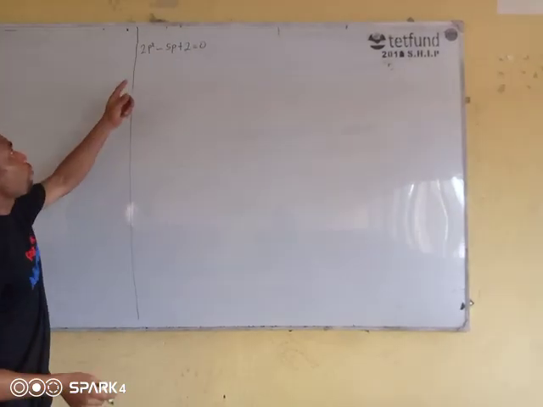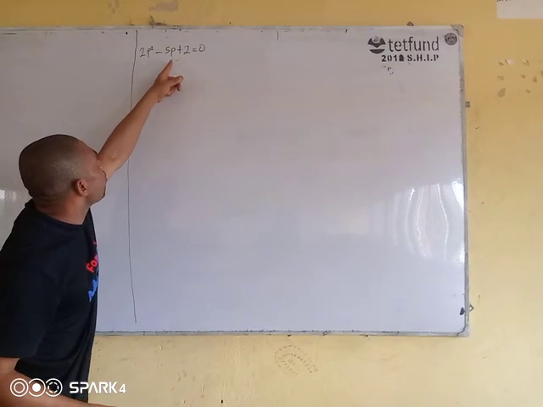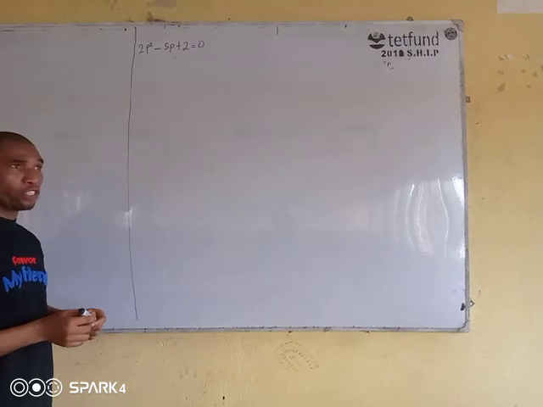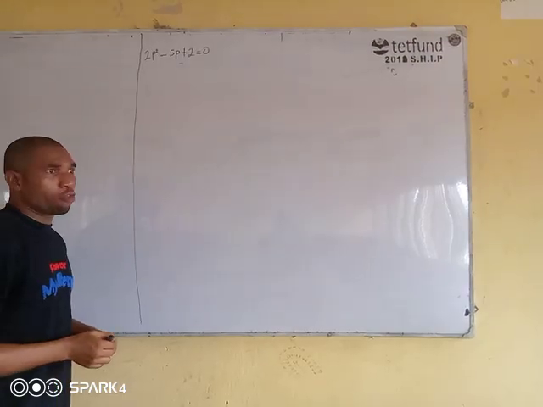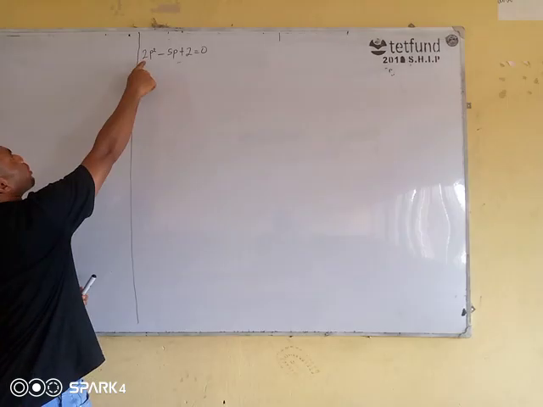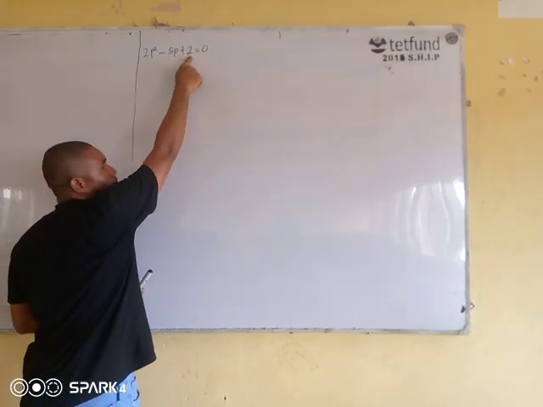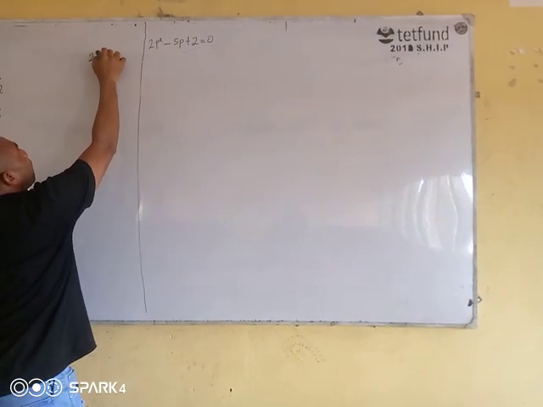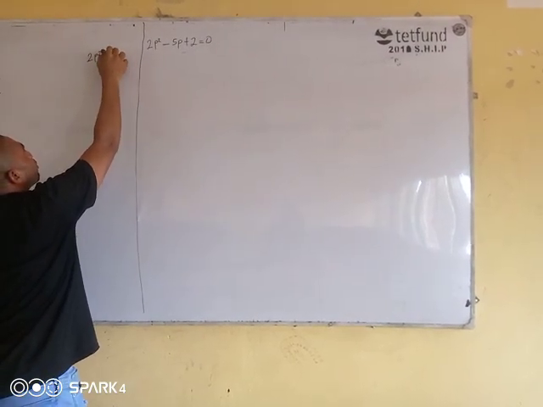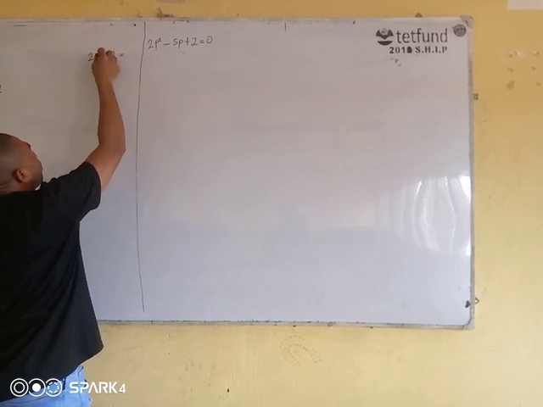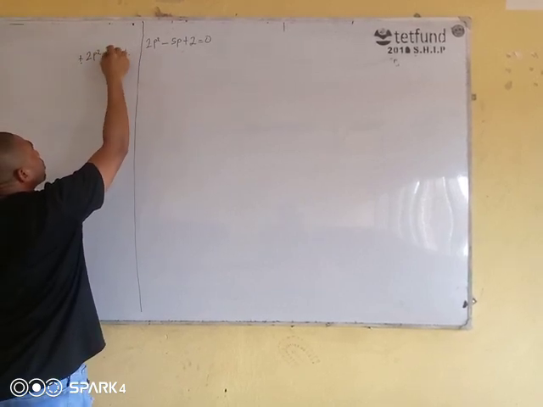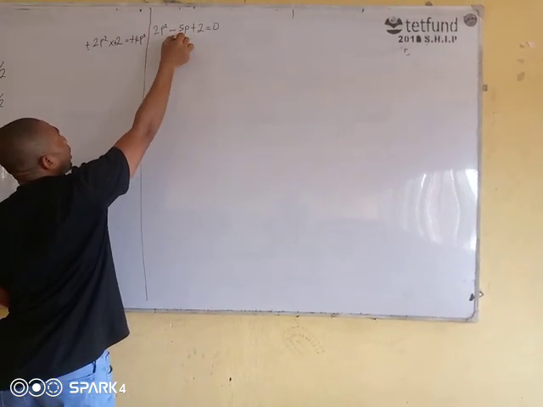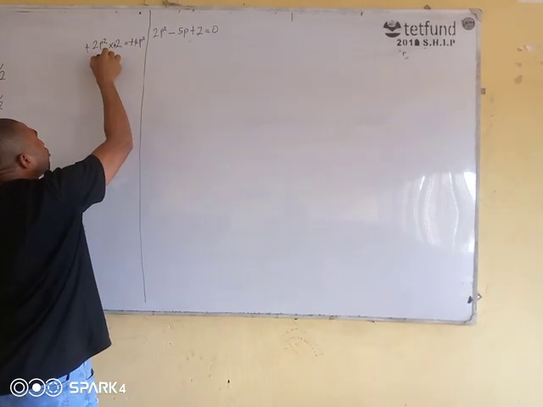Now, from here, 2p squared minus 5p plus 2 is equal to 0. Remember, when we are solving a quadratic equation by factorization, I told you that for us to solve this, we multiply the first term by the last term. Meaning you're going to have 2p squared multiplied by plus 2, because here also is positive. Plus times plus is plus. 2 times 2 is 4, then we have this p squared. Now we are left with this middle term, which is minus 5p.